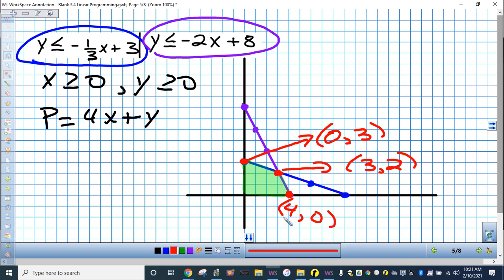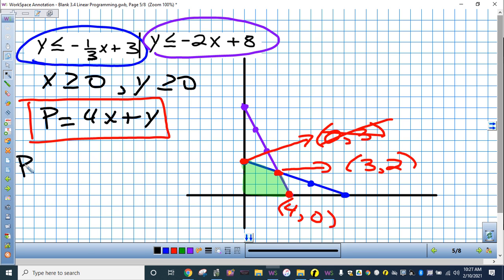So if I look at my objective function here, p equals 4x plus y, I'm not going to plug in this ordered pair, because if I plug that in, I only get 3. So clearly that's not going to be the one that maximizes. Again, if you don't realize that, you can plug them all in. It's fine, and just see which one gets you the biggest number. Again, I like to take the shortcuts when I can. So I'm going to plug in the 3, 2 first.